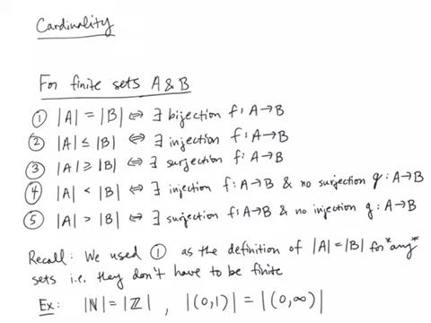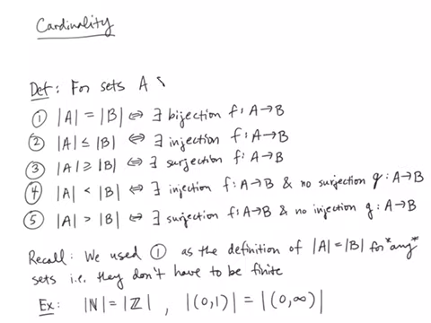So now I want to return to where we started. We have these facts 1 through 5 for finite sets, but what we're going to do now is turn this into a definition for any two sets, A and B. We use these as definitions. So cardinality of A equals cardinality of B means exactly that there's a bijection, right?